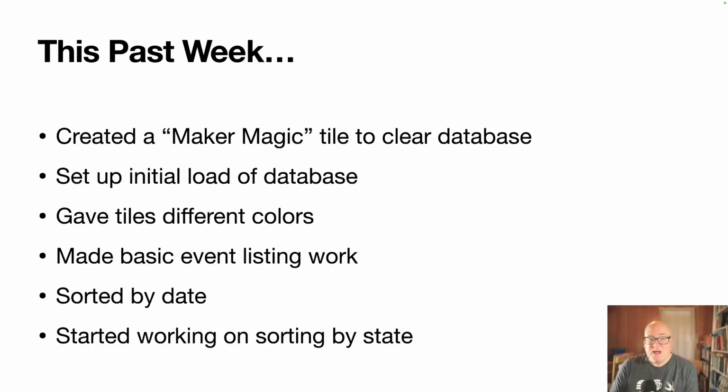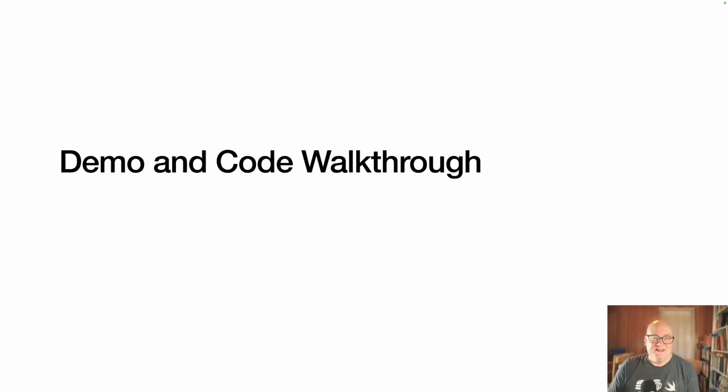We also spent some time giving the tiles different colors and then focused most of the week on making event listing work. So we have the basic one working sorted by date, and we've started working on sorting by state, but we're not there yet. Let's see a demo and take a code walkthrough.